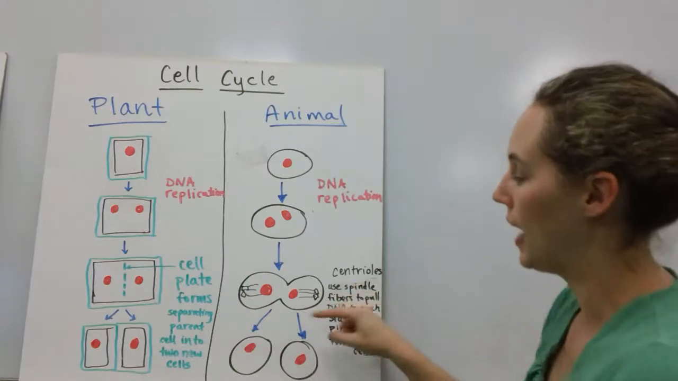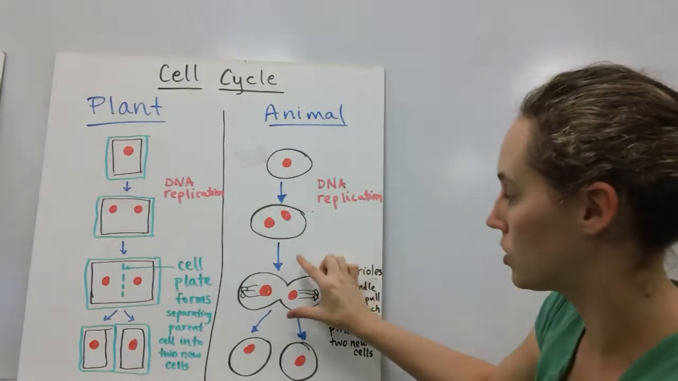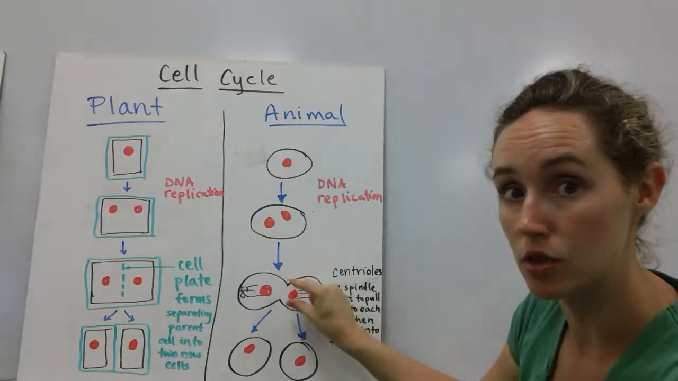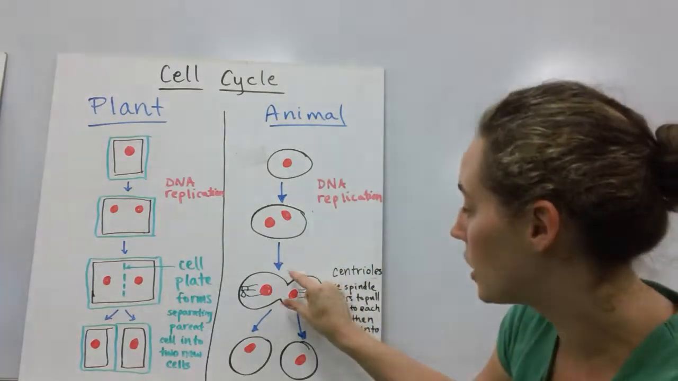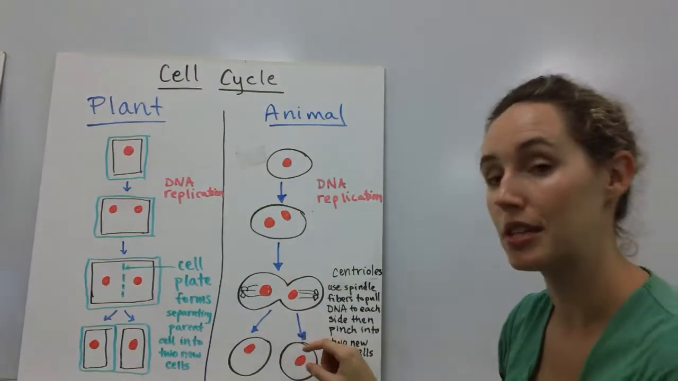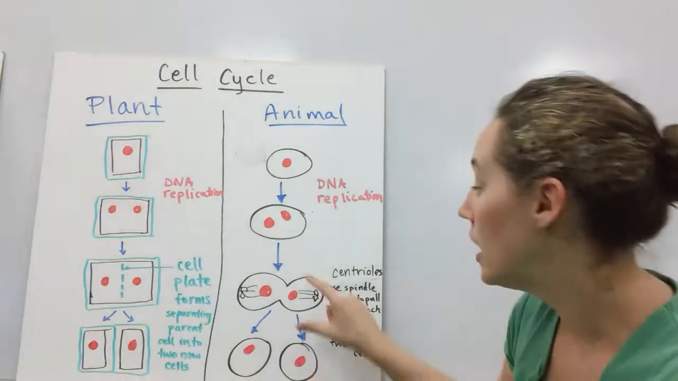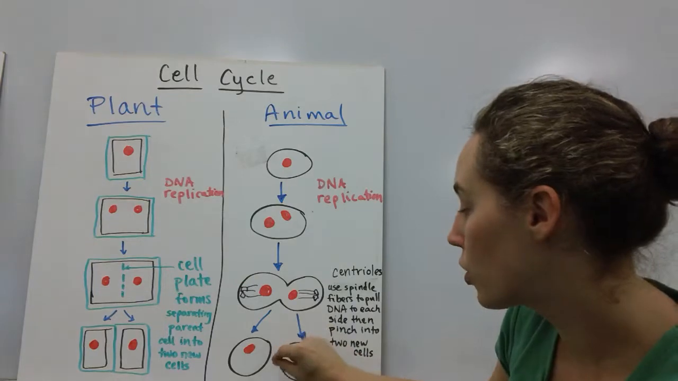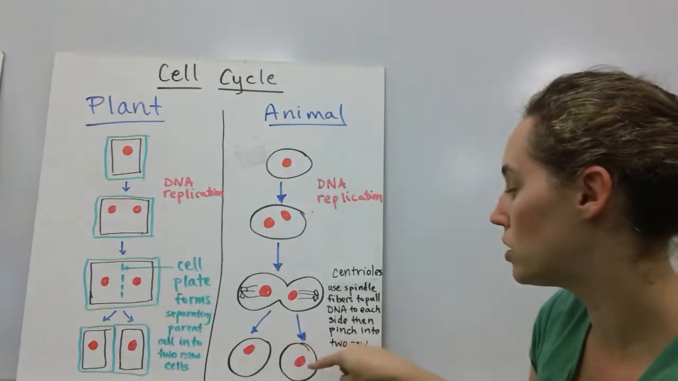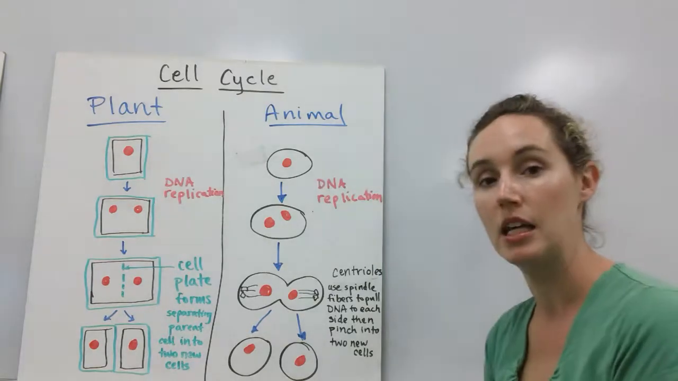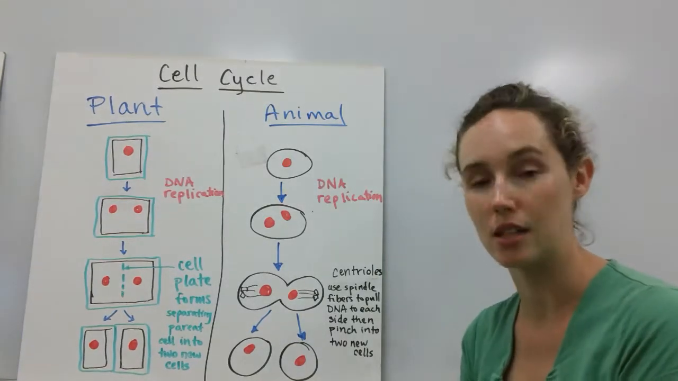So you can see centrioles have attached these fibers to the DNA, and it's pulling them to the sides, and the cell membrane is starting to pinch in the middle. All right, that's called cleavage. And then once that cleavage has finished, it's called cytokinesis. We'll talk more about that in a cell cycle video. But once it is pinched thoroughly through, you have two animal cells that are exactly like the parent cell. And those are the differences between plant and animal cells.